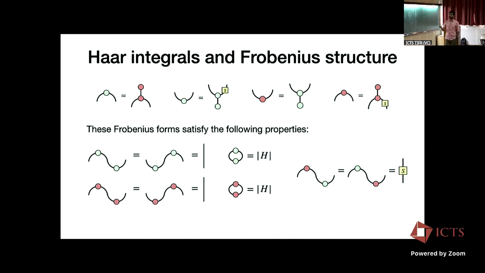And there are also some nice properties, meaning if you have two of these in the same color, you can straighten that. And then there's some normalization. When you have opposite colors, you get the antipode. That tells you how to combine red and green circles.